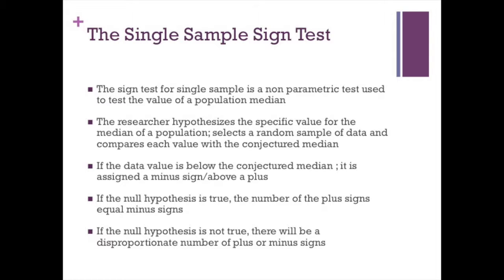If the data value is above the median, then a plus sign is assigned to that data value. And if the data value is below the assigned median, a minus sign is assigned to the data value. If the data value and median are the same, 0 is assigned. If the null hypothesis is true, the number of plus signs equals the number of minus signs. If the null hypothesis is not true, then it will be disproportionate.